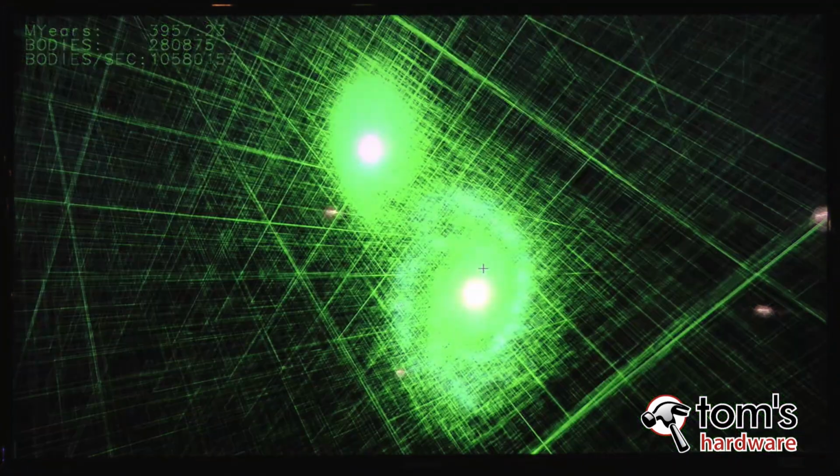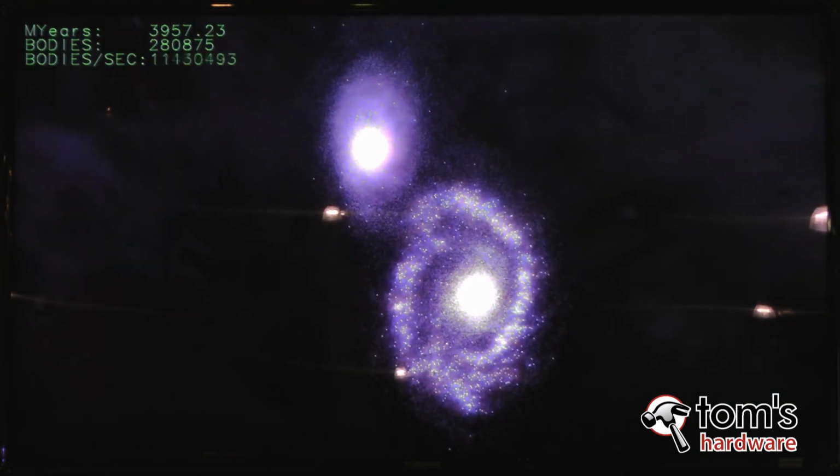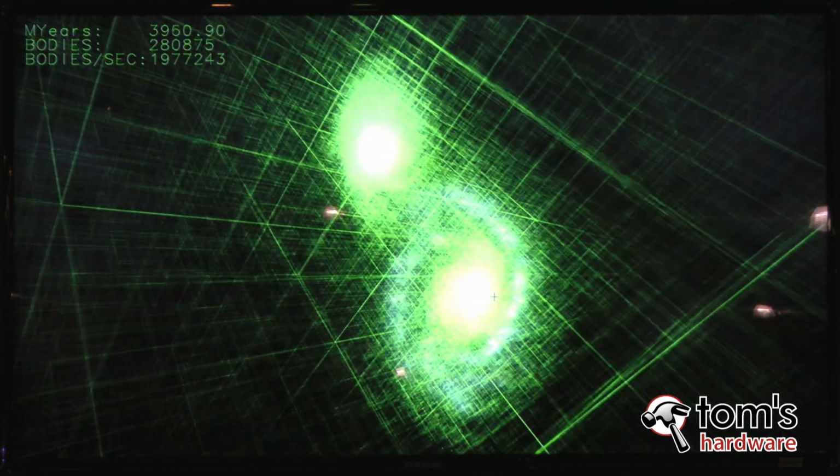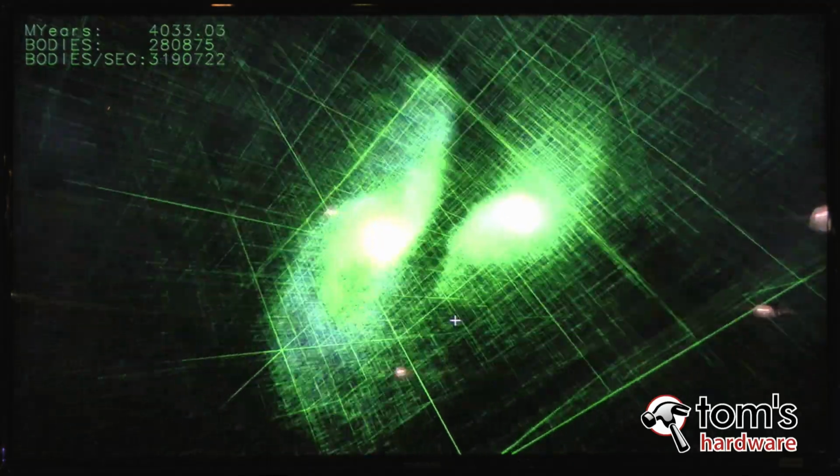This n log n approach means that the simulation work is only applied where the bodies are. You can see in the breakdown in the green lines here where the simulation work is being applied.